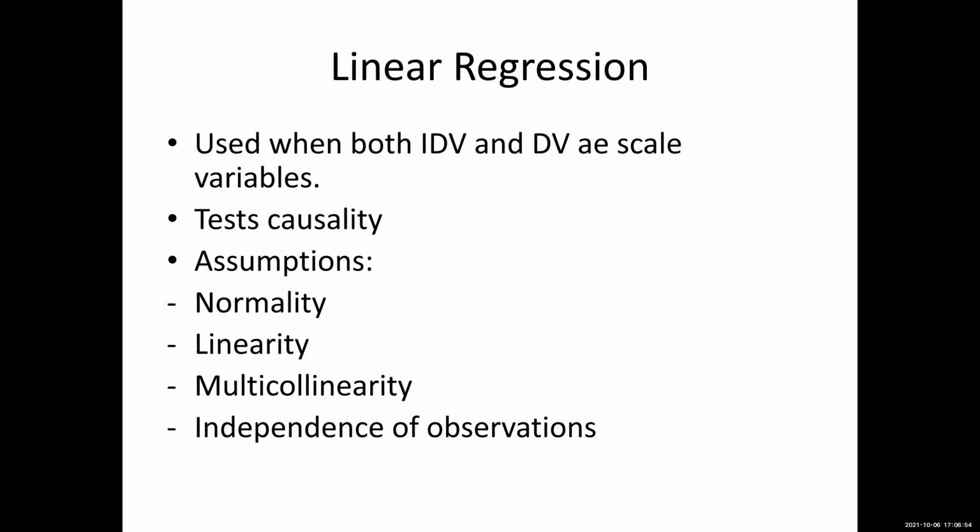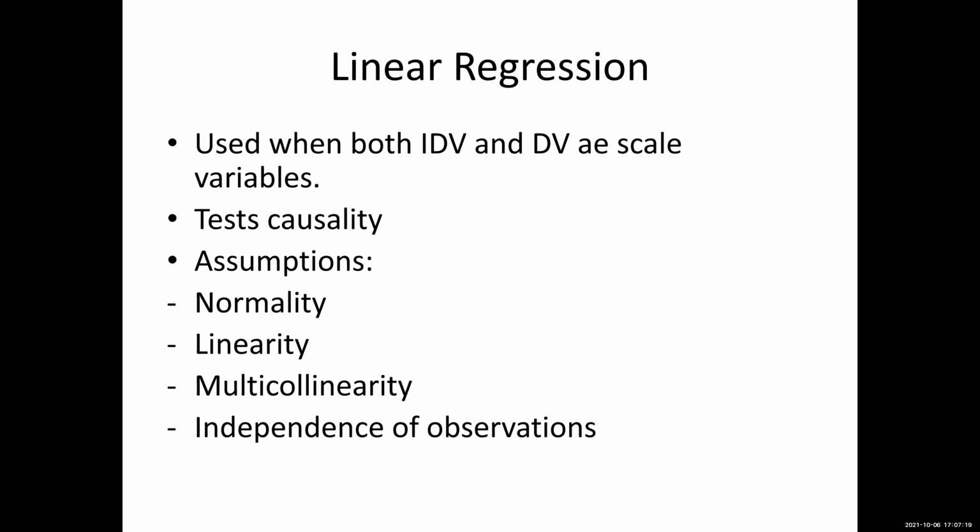Our regression has certain assumptions. It has assumption of normality. Your data should be normal. It has assumption of linearity, that there should be a linear relationship, not an exponential or inverse relationship between the two variables you are interested in. And your data should not suffer from multicollinearity.